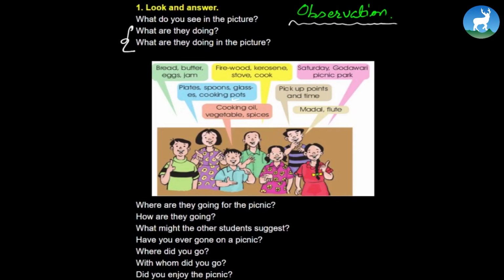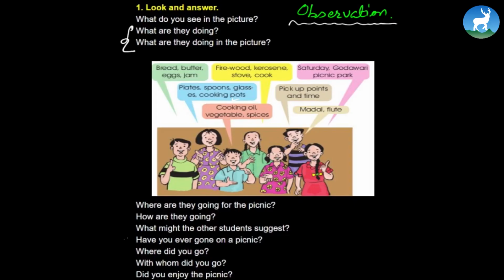How are they going? Possibly they are traveling by bus, because again, one of the students here seems to be saying pick up points and time. So obviously they will be picked up possibly by a bus. What might the other students suggest? They might have their own suggestions. Some of them might even have an idea of going there by a van, let's say, or on their own.